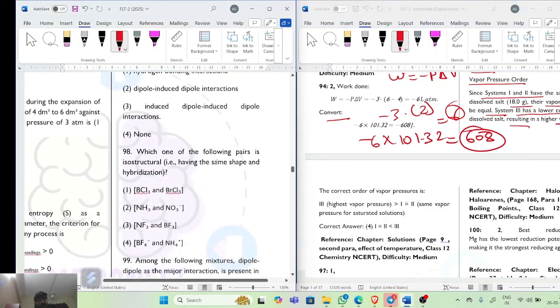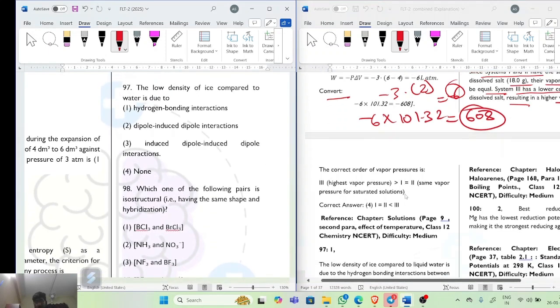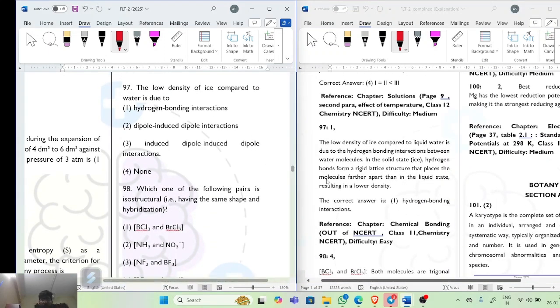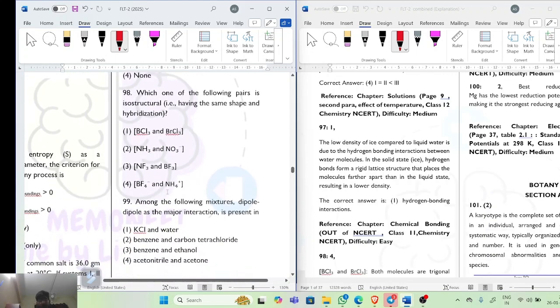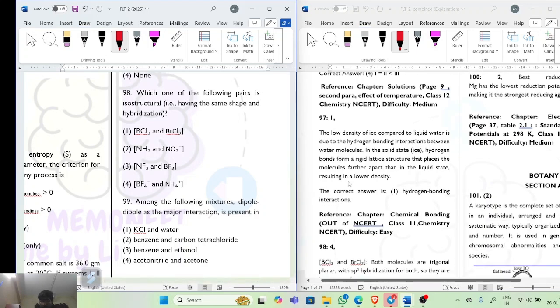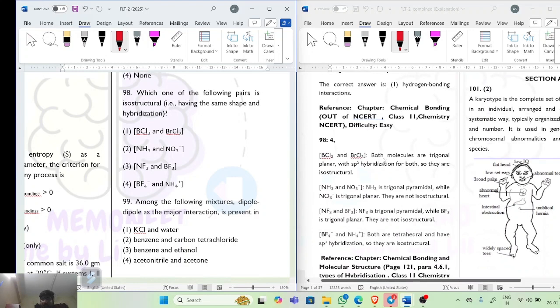Now comes question number 97. The low density of ice compared to water is due to... We can directly say it is due to the hydrogen bonding interaction. So option number 1 is our correct answer. Question number 98. Which of the following pairs is isostructural, meaning having the same shape and hybridization? So BCl3 and BBr3, both molecules are trigonal planar with sp2 hybridization. So they are isostructural.